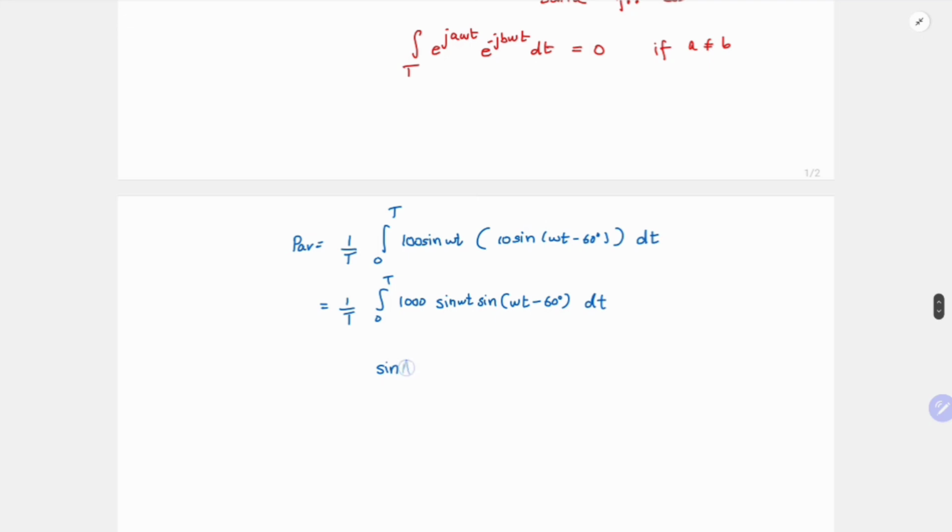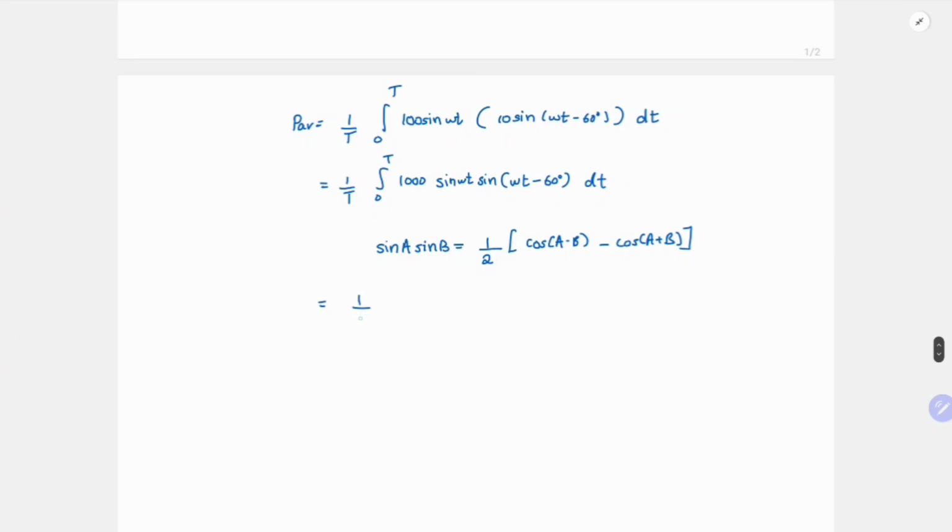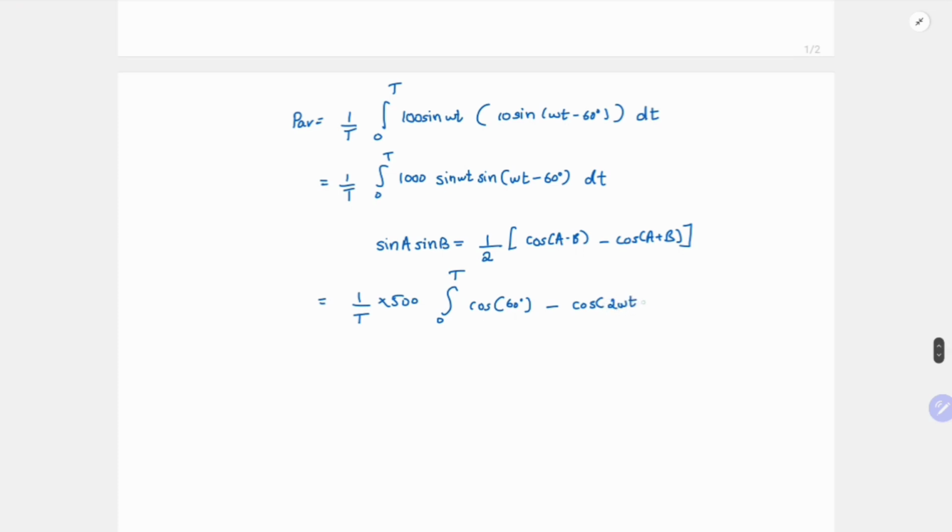So you know the formula for sine a sine b. This is nothing but 1 over 2 into cos of a minus b minus cos of a plus b. So then what we'll have is 1 by T into 500 integral 0 to T cos of a minus b, so 60 degree, and minus cos of a plus b, which is 2 omega t minus 60 degree, into dt.